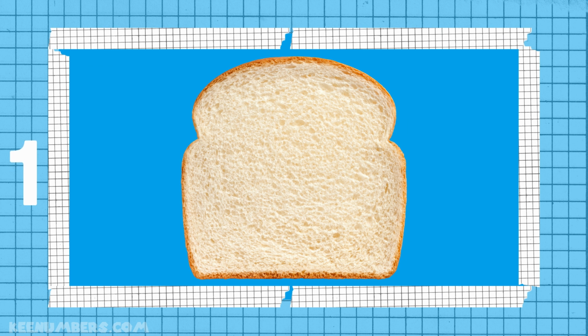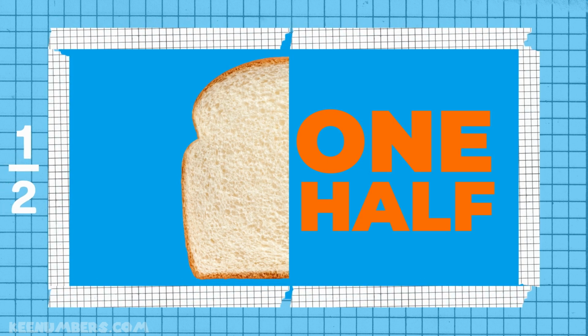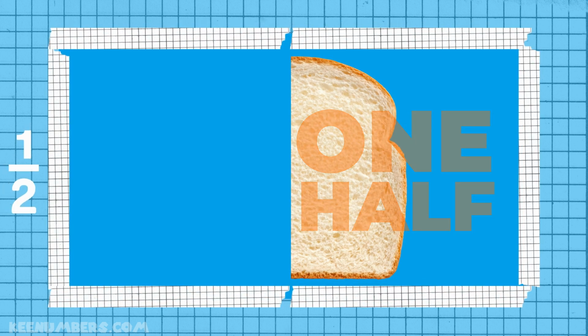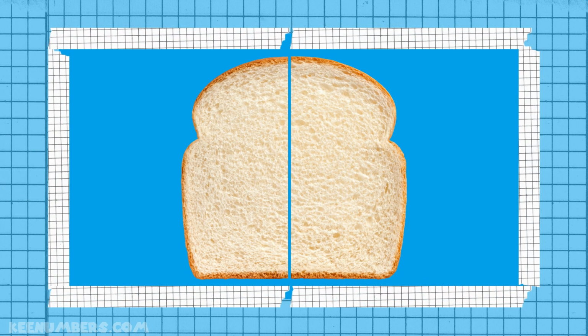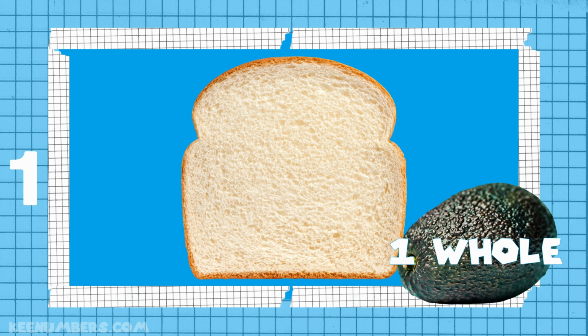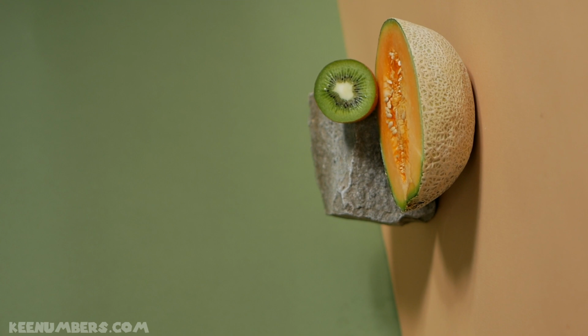That's how we write the 1/2. Or if you had a slice of bread and you wanted to share it with two people, cut it in half. 1/2 of a slice of bread. And if you put those two halves together, you get a whole slice of bread. Two halves equal a whole.